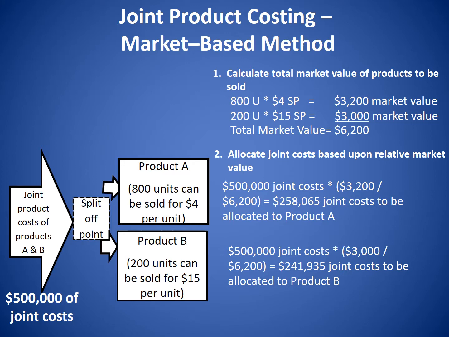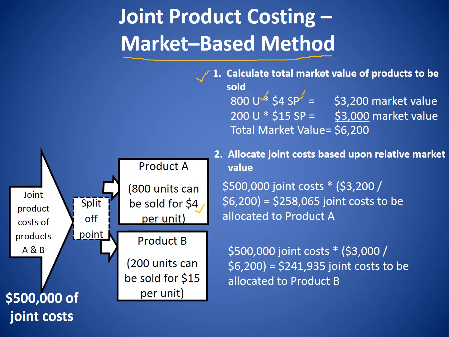Okay, we can also use in joint product costing what we call the market-based method, and it's not that much more complicated than the physical unit method. The first thing we need to do is, number one, calculate the total market value of products to be sold. Well, we know for product A we have 800 units, and we have determined that the selling price for those 800 units is going to be $4 per unit.